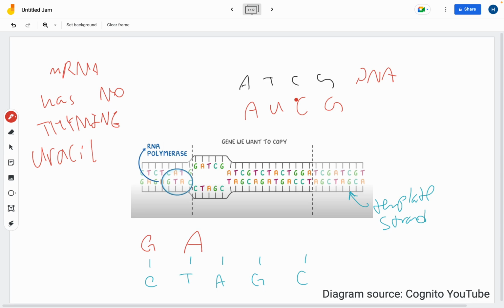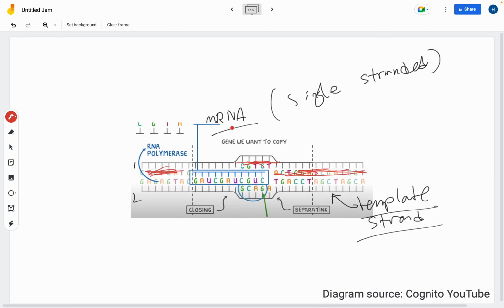That's the only difference. So this A, right? So instead of a T with the mRNA, we're going to have a uracil there. G is going to bond with C as usual, and C is going to bond with G as usual. So we're going to get the mRNA of GAUCG. And if we go to the next diagram, you can see that we have GAUCG being made. That is what transcription is.